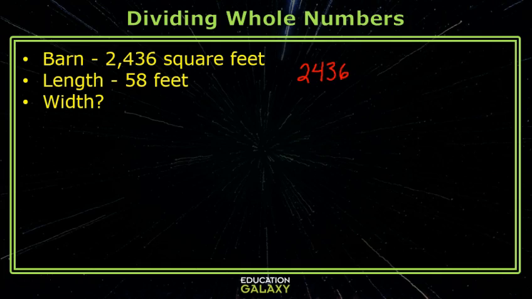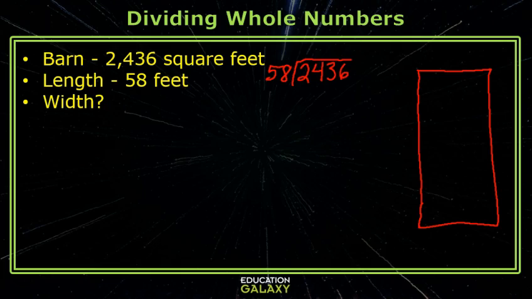So our problem is 2,436 divided by 58. The first thing that you need to do when you're using an area model to help you with division is to draw a rectangle. Since the length of the barn is 58, I'll write 58 at the top of the rectangle. I also need to know some facts about my divisor.